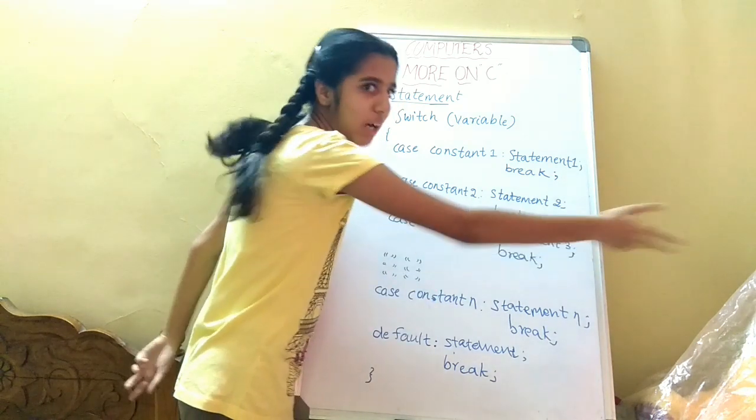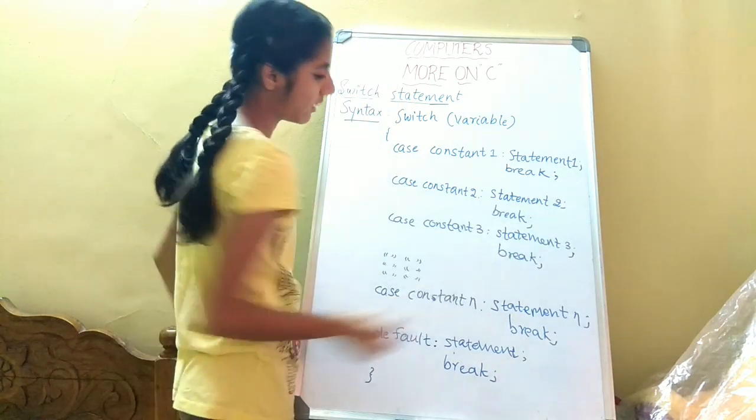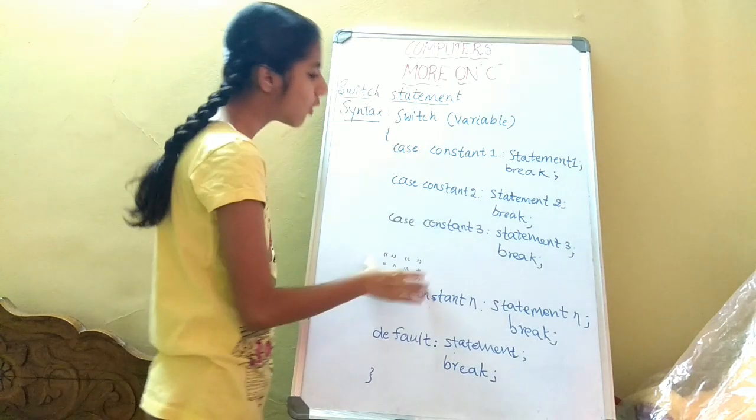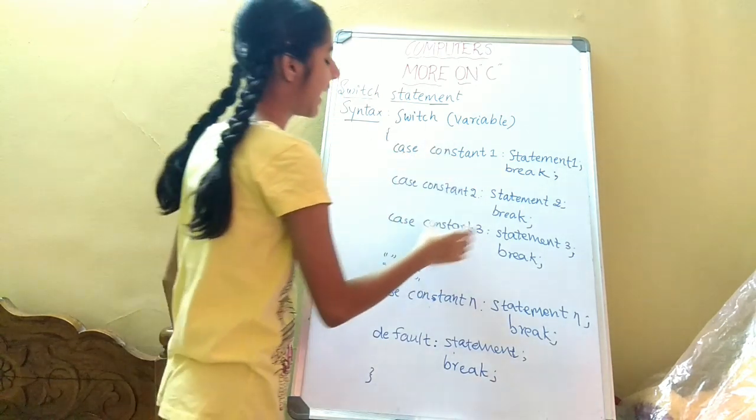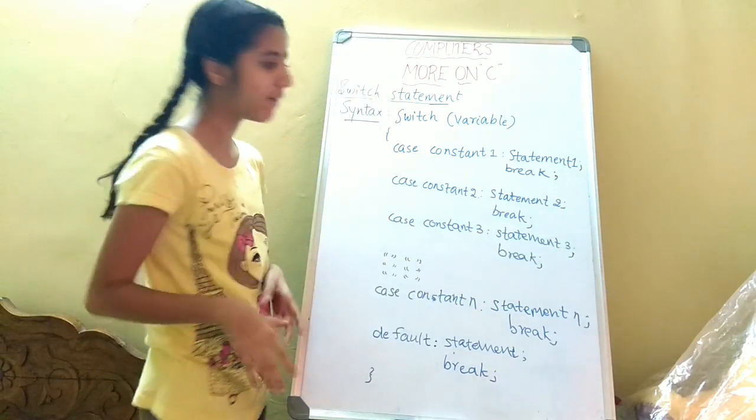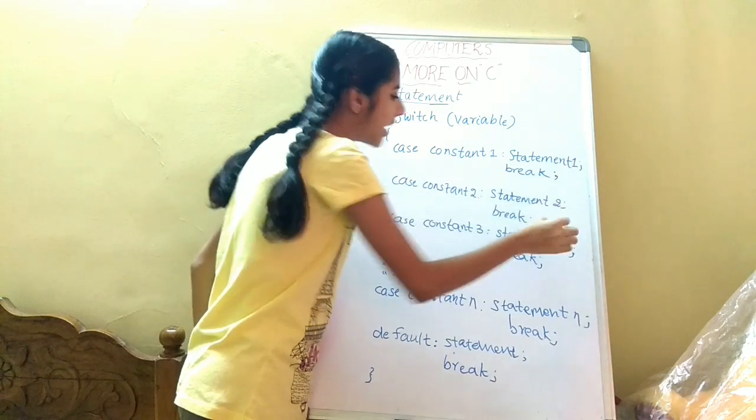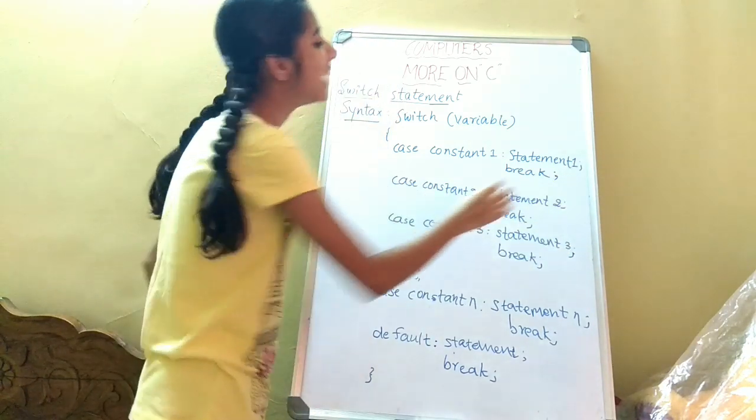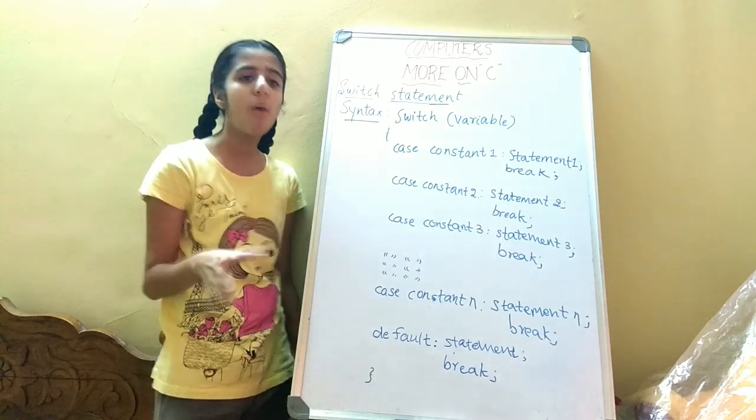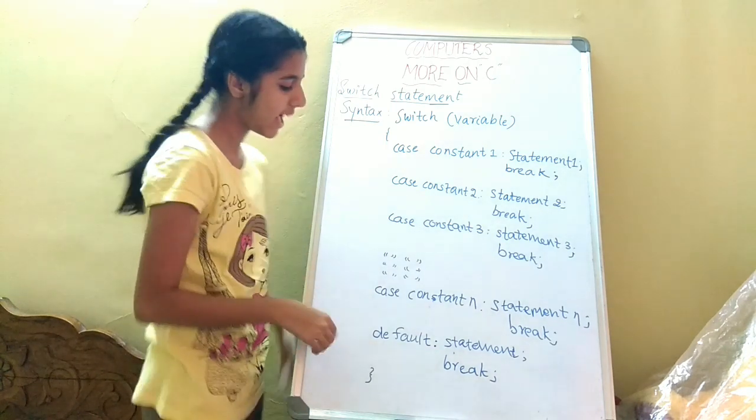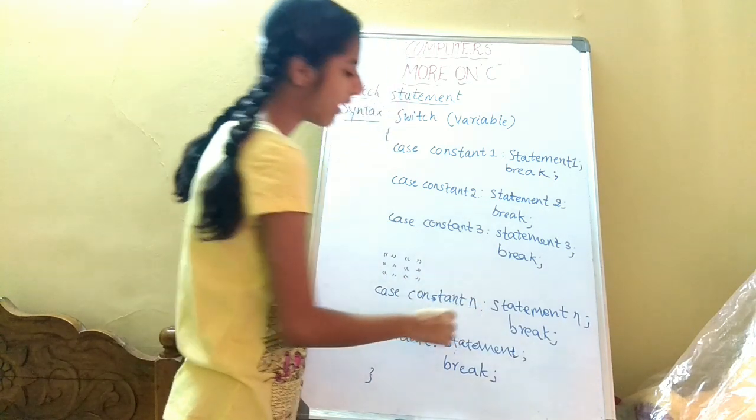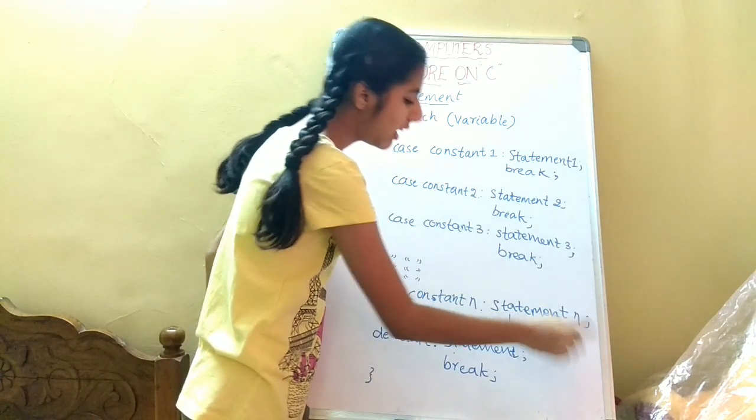Next, however many statements you want to include, it is compulsory to write case constant 4. Then you should write whatever statement you want and mention the numbers. It is compulsory, and the semicolon is also compulsory everywhere, or else it will keep showing you errors. Next, the last part: case constant n, statement n, break.